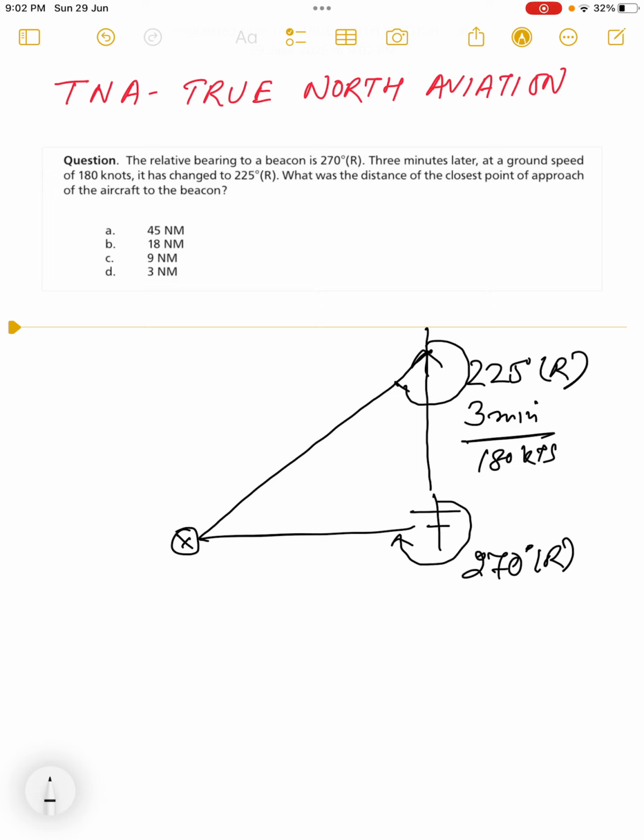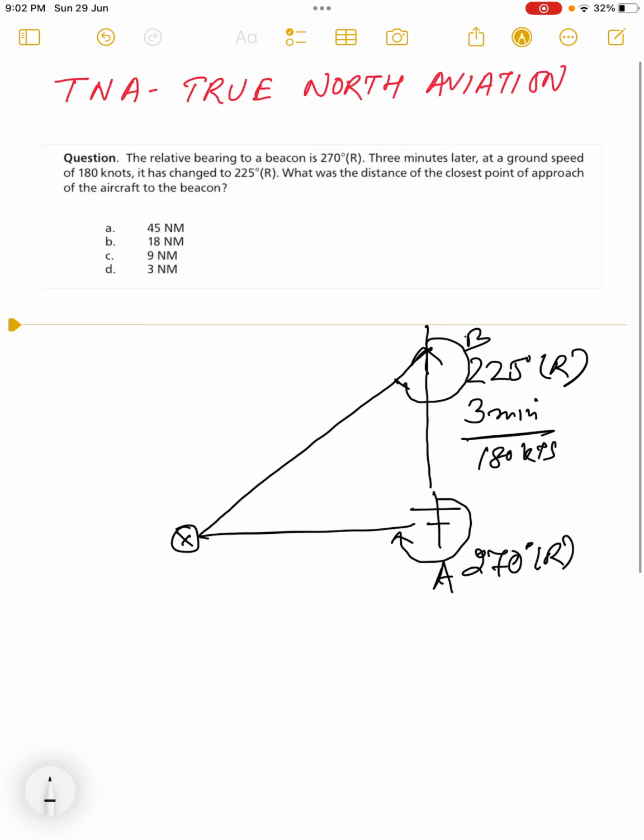Okay. What was the distance of the closest point of approach of the aircraft? Which is the closest point? These three are the points A, B, and C. Which is the closest? This is the closest point, and this is the far point. So you have to find this distance.